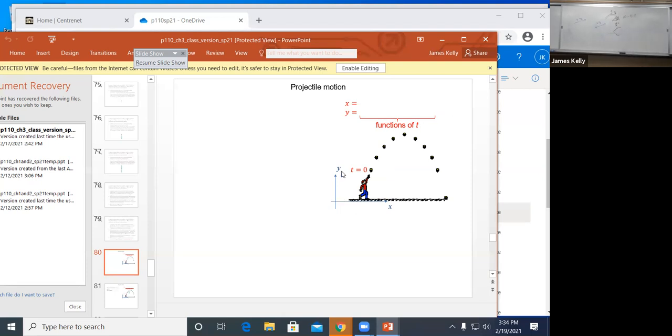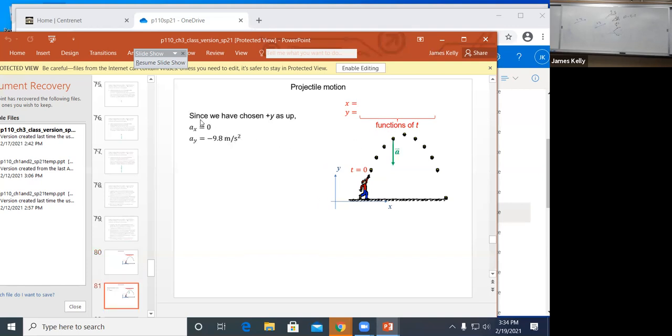I chose plus y to be up and plus x to be sort of along the ground in the direction it's going. x and y will be some functions of time, and our goal here is to find those functions of time using what we already know about free fall.